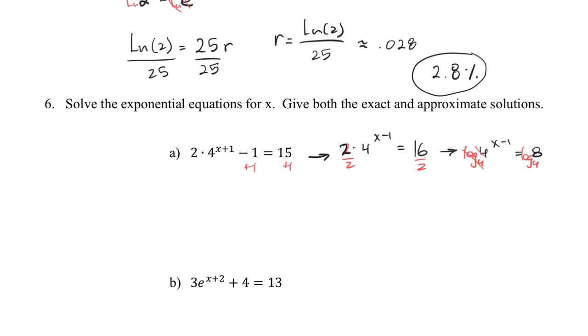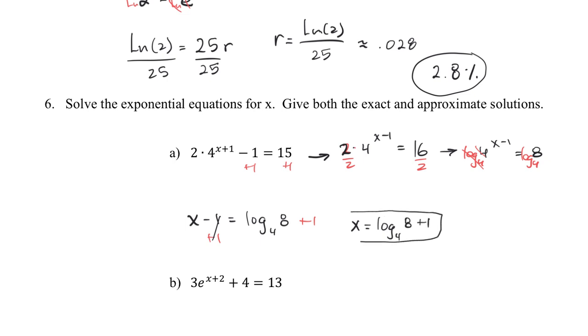So what we have is now the x minus 1 is no longer an exponent. It's just an expression with no base of 4 because it was canceled by the logarithm. So on the left side we have x minus 1, on the right side we have the log base 4 of 8. Now we will solve for x by adding 1. It cancels there, so the exact value is x equals log base 4 of 8 plus 1.